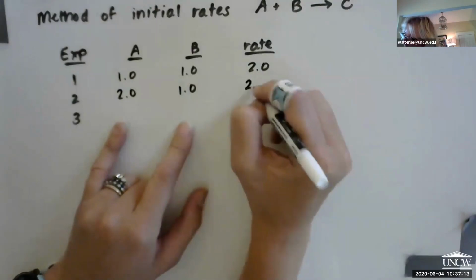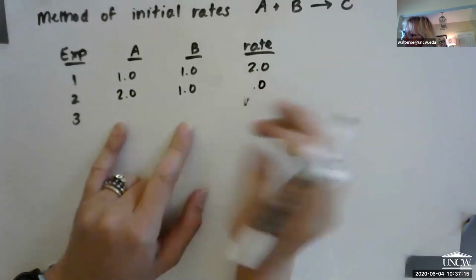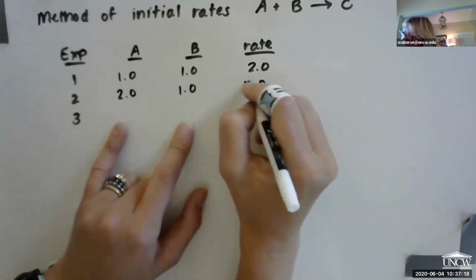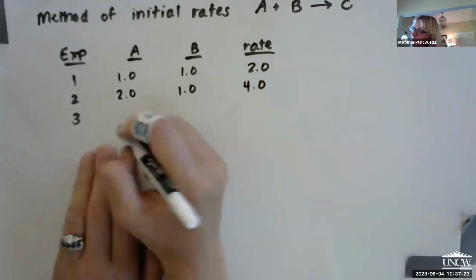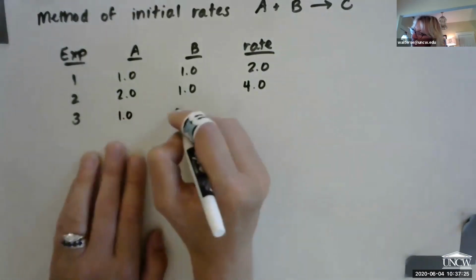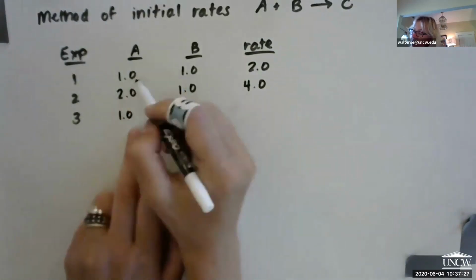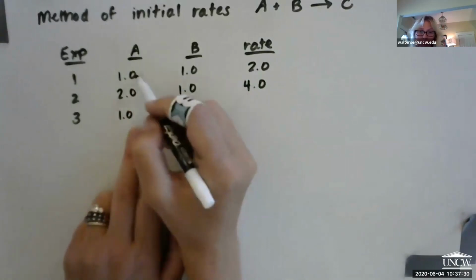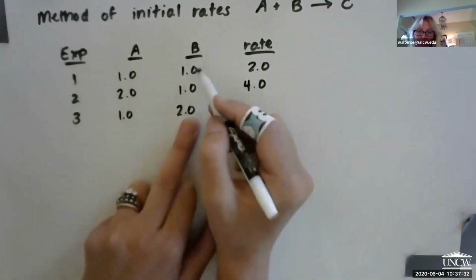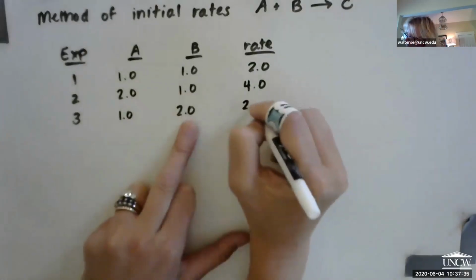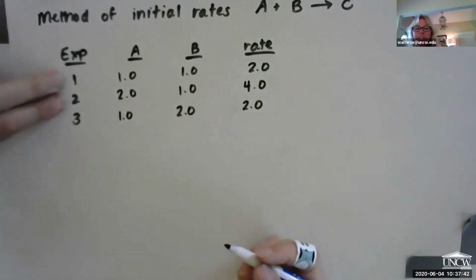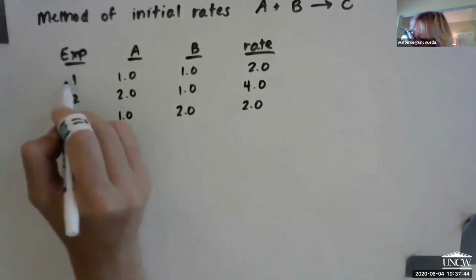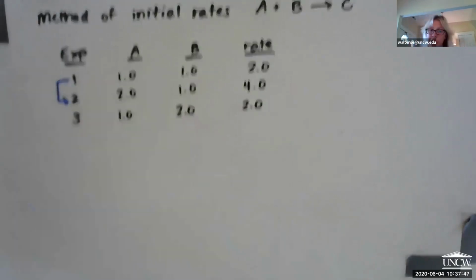Okay. And see what happens to the rate. Then I'm going to do a third experiment in which I keep A the same, 1 to 1, but then I change B, 1 to 2. Okay, so I have these 3 sets of experimental data. And then I compare 2 experiments at a time. So I'm going to compare experiment 1 to experiment 2.